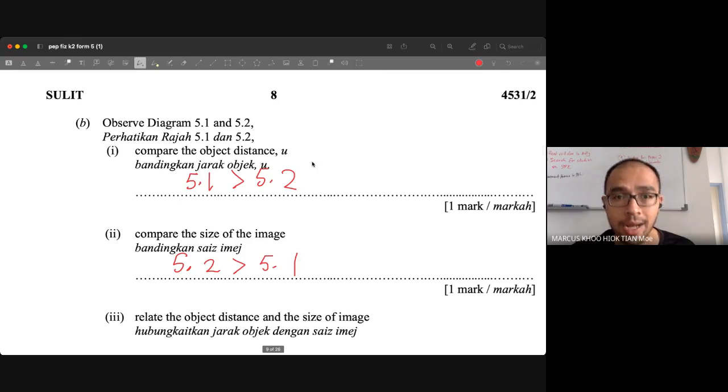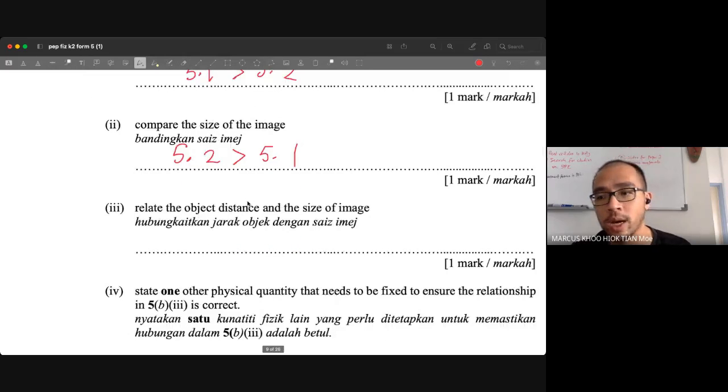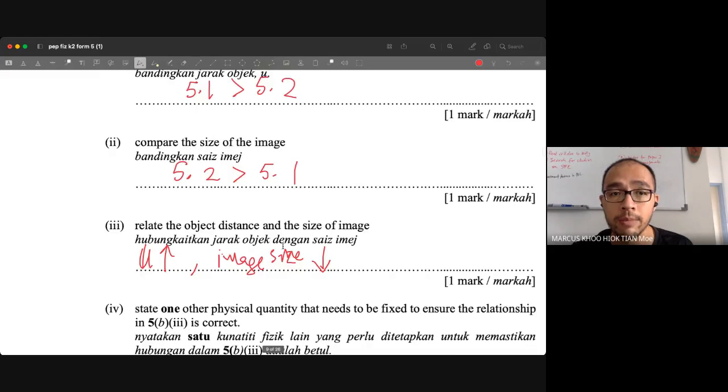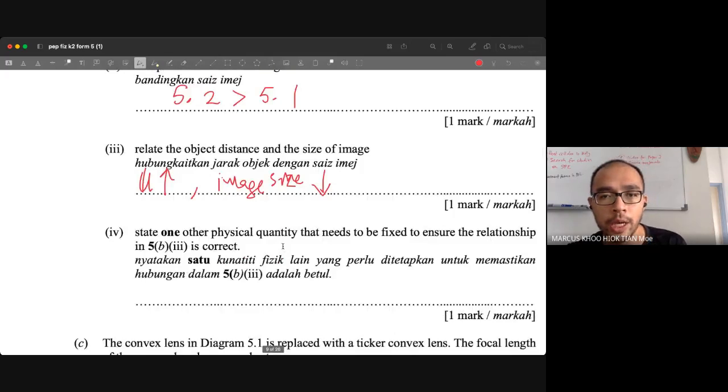Ada juga yang tulis macam ni, kan? Okay, ada juga yang tulis macam ni. So those of you who wrote this, saya bagi automatic salah. Walaupun jawapan kamu betul, tapi kamu tidak tulis dengan full sentence, walaupun saya sudah cakap. So this is the bigger the U, the smaller the image size. Atau terbaliklah, the smaller the U, the smaller the object distance, the bigger the image size. Dia mesti saling terbalik.